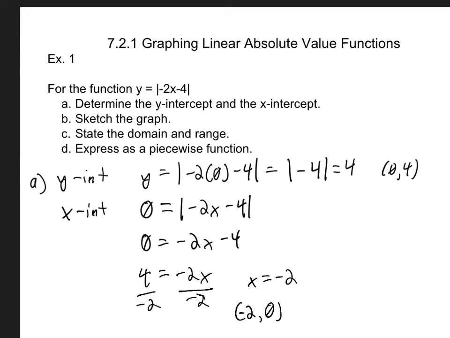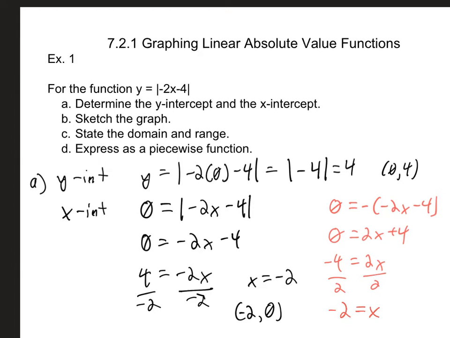But suppose we had solved this for the reflection instead. That would be the reflection of negative 2x minus 4, which would be 2x plus 4. You can see that we're going to get the exact same value. So it doesn't really matter which way we approach it.